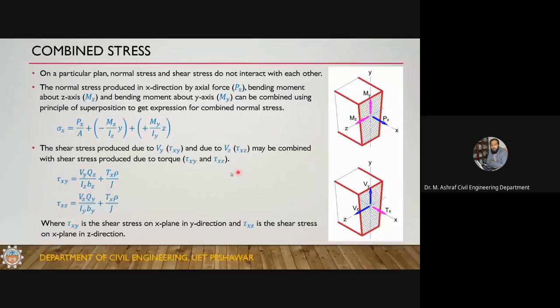So you can combine these stresses. You can combine them, but you cannot combine this with this one because they are perpendicular to each other. You cannot combine those, but you can combine stresses in the same direction, just like we did the combination for this case, because all of them were causing stress in the x direction. So you can combine this with this one, and this with this one. So this is how you can combine the stresses.